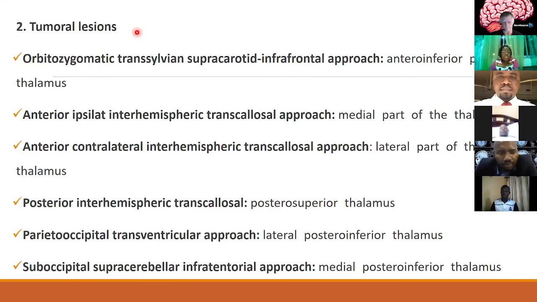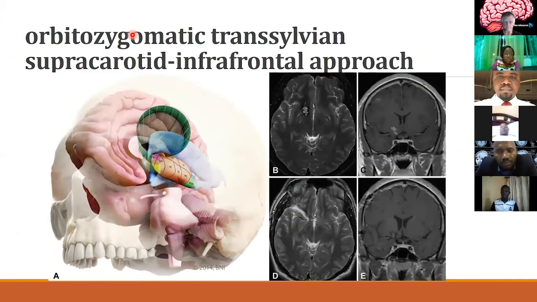As for tumoral lesions, the surgical approach depends on the location of the tumor. For example, if the location of the tumor is the anterior inferior part of the thalamus, like here, this is the anterior inferior part of the thalamus, we shall use the orbitozygomatic transcavernous supracarotid inferotemporal approach.